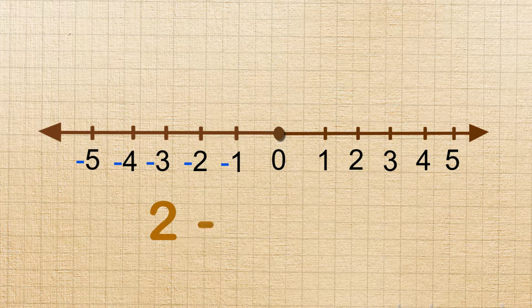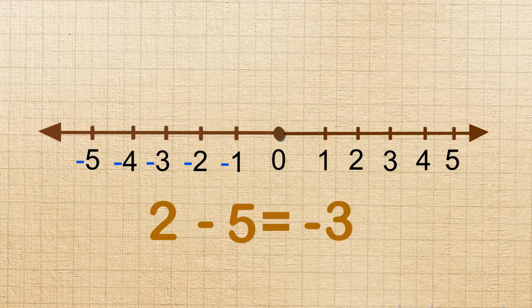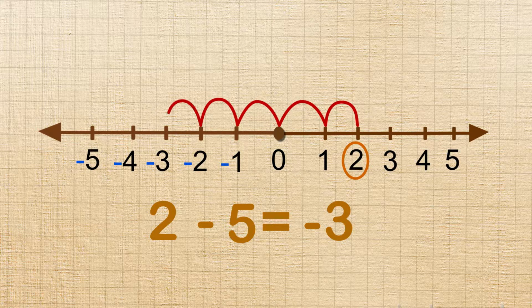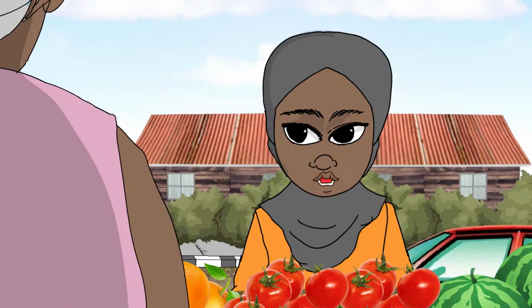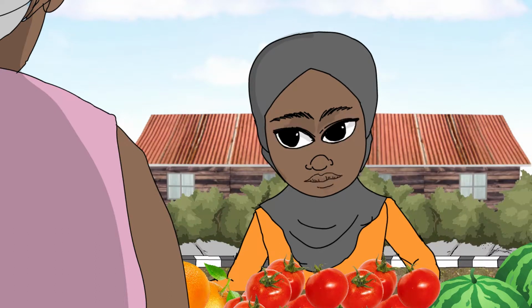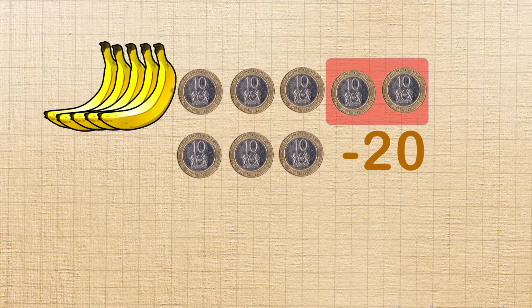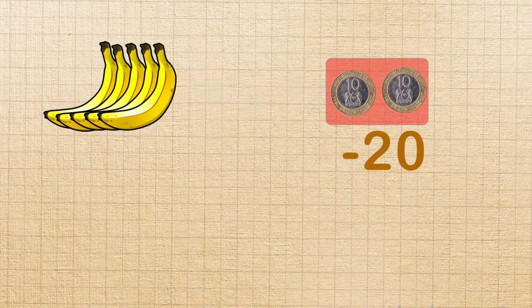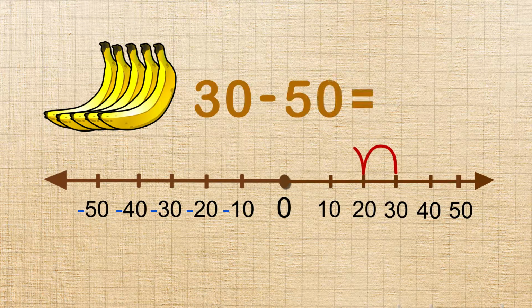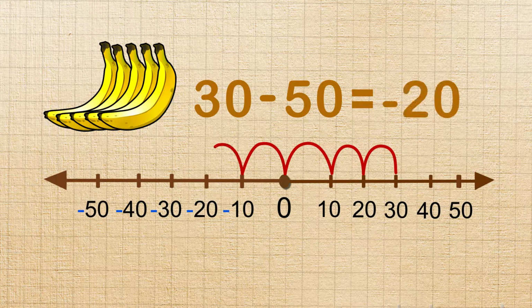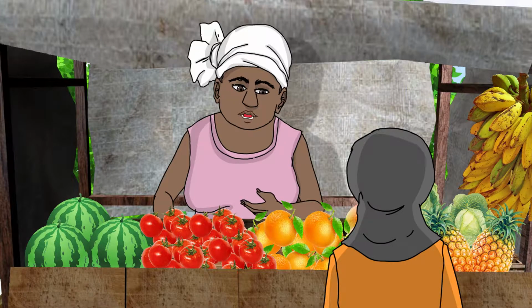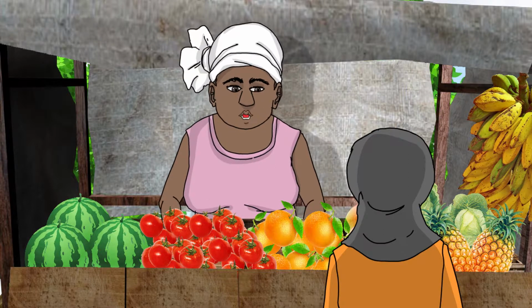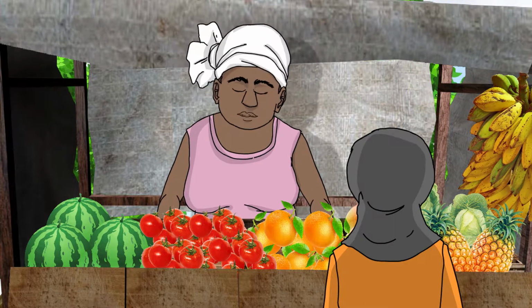So, 2 minus 5 will give you -3. 1, 2, 3, 4, and 5. -3. So that's why you said I have -20 shillings. Yes, Amina. I took your 30 shillings and subtracted the 50 shillings you needed for your bananas. 10, 20, 30, 40, 50, -20. This means you have 20 shillings less, or you could say you owe me 20 shillings.